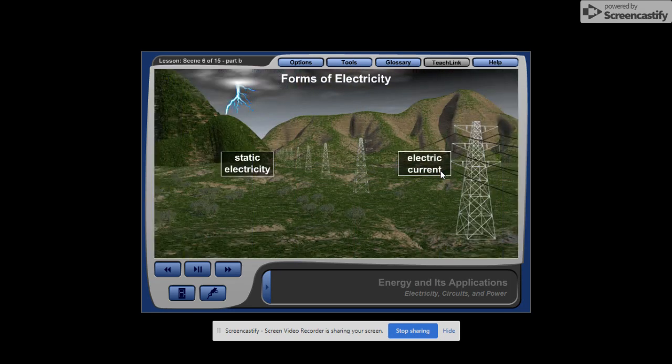Next, you will learn how charged particles can jump between objects in static electricity or flow steadily through conducting material in electric currents.